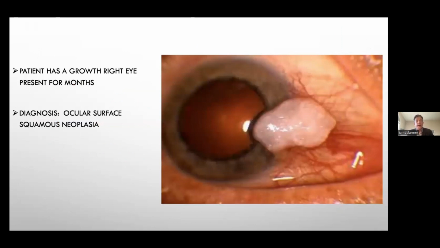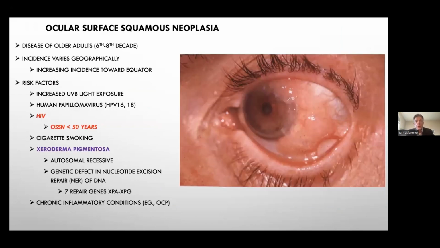So this patient's had a growth on the right eye for months. The diagnosis here clinically is ocular surface squamous neoplasia. Ocular surface squamous neoplasia is a disease of older adults. It increases in incidence towards the equator because it is induced by UVB light. Again, damage to the limbal stem cells and multiple genetic alterations then lead to squamous neoplasia. Other risk factors include HIV, and it's well known, and certainly in our ophthalmology literature, if you have OSSN presenting in some individual under 50, that should be an indication for an HIV test.